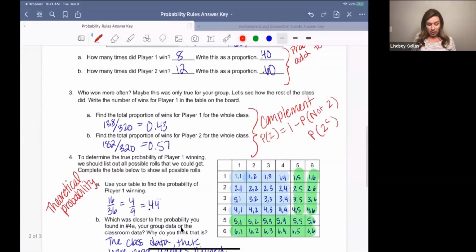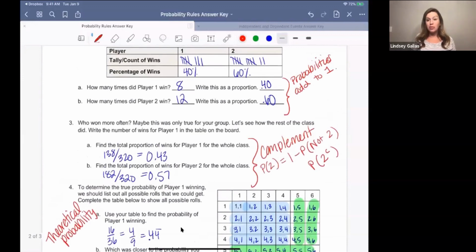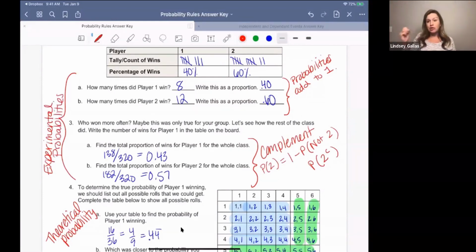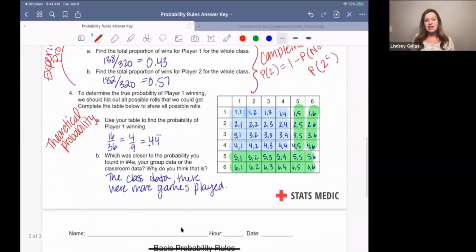So all of these other probabilities up here, those are based on an actual action. We did something, we rolled dice. So these are called experimental probabilities. So experimental probabilities are found when you actually do something. So you actually roll dice, or you collect some data, or you keep track of how often something happens. So that's an experimental probability. The theoretical probability is based on a model or all possible outcomes and then how many we wanted.